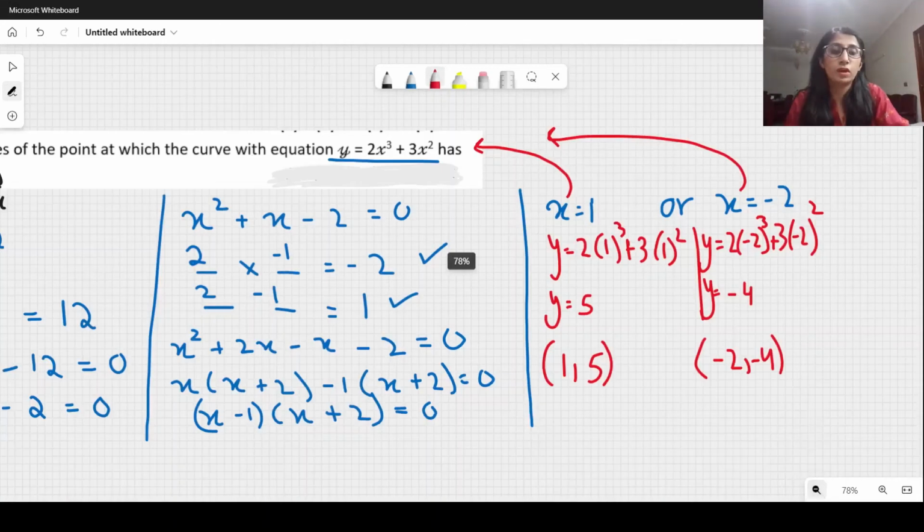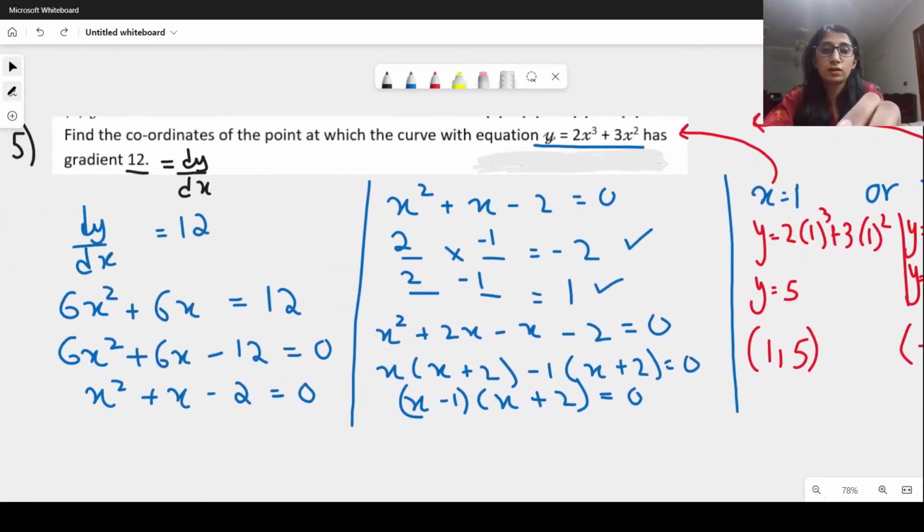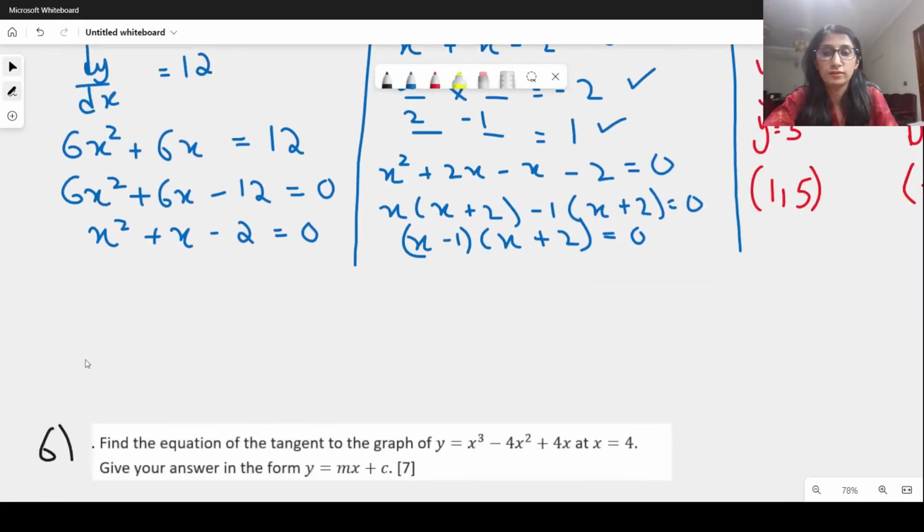So in some of the graphs or in some of the curves, there are two stationary points. The curve would probably look something like this. So there's one stationary point here and another stationary point here. And in some curves, there's just one stationary point. Anyway, moving on to the next type of question you'll encounter in the exam.